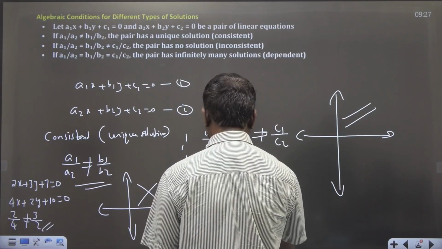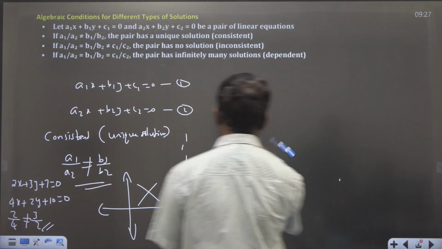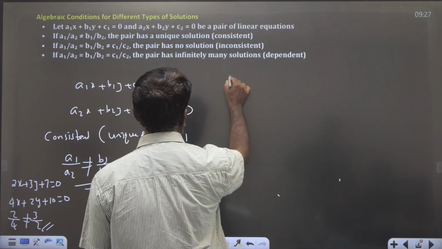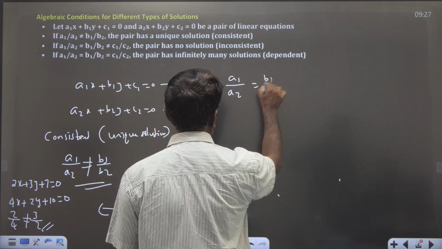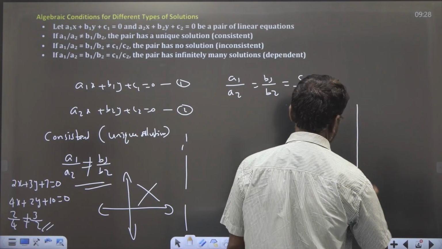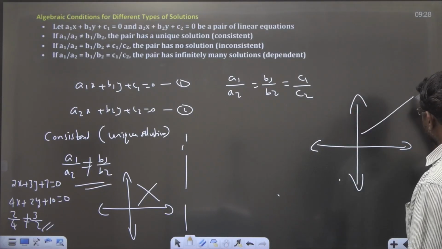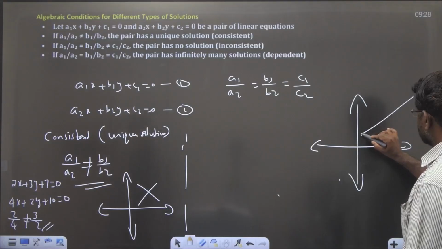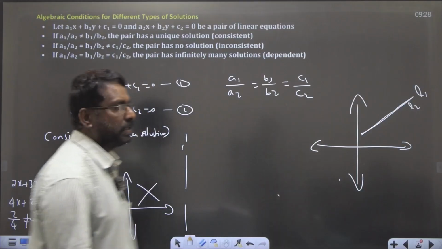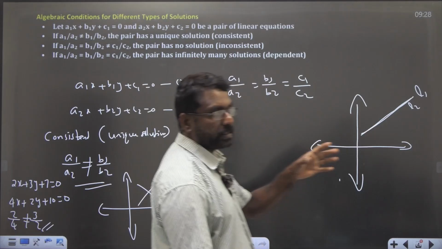Third case, a1 by a2 equal to b1 by b2 equal to c1 by c2. Then the system is consistent, but there exist infinitely many solutions. They are called coincident lines. That means the second line L2 is lying on L1. So this system is consistent, but there exist infinitely many solutions.